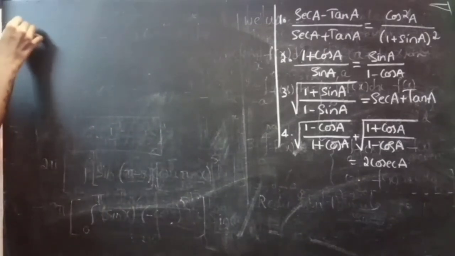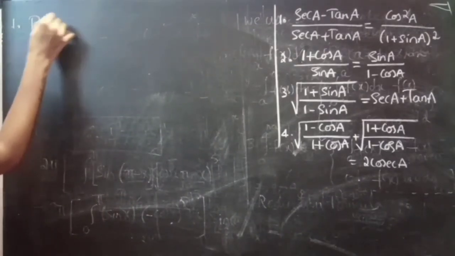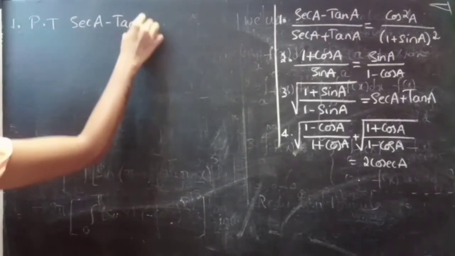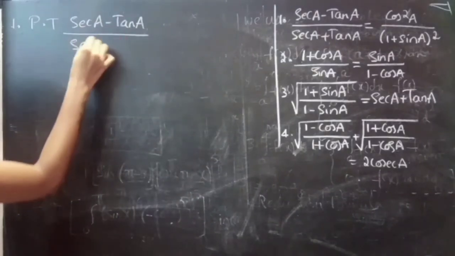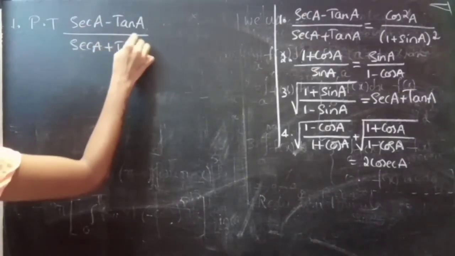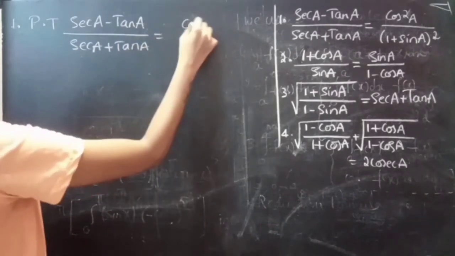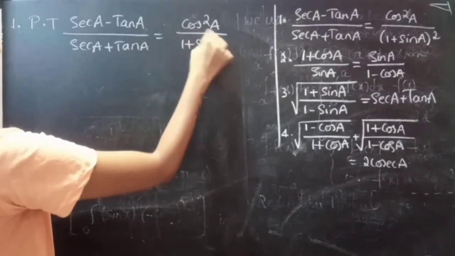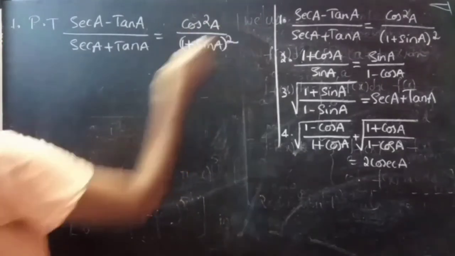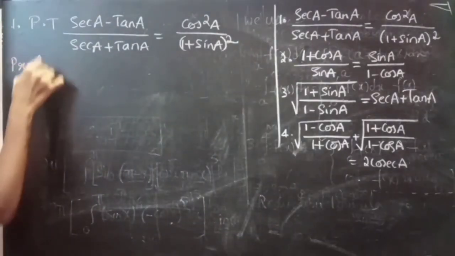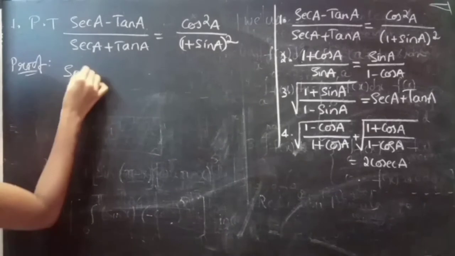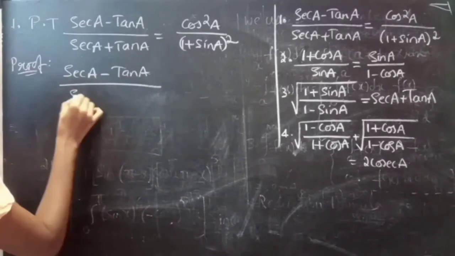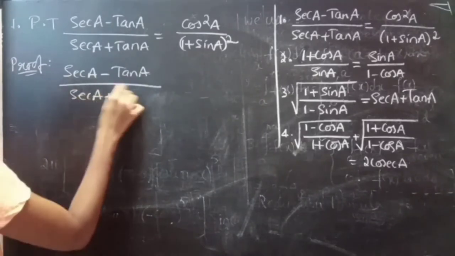First one, prove that (secant A minus tan A) by (secant A plus tan A) equals cos square A by (1 plus sin A) whole square. Proof. So now consider the LHS part, which is secant A minus tan A by secant A plus tan A.